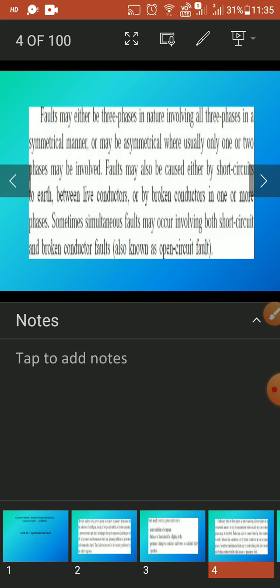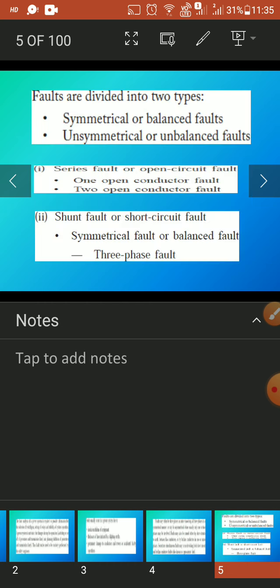So faults may also be caused either by short circuits to earth between live conductors or by broken conductors in one or more phases. Sometimes simultaneous faults may occur involving both short circuit and broken conductor faults, also known as open circuit fault. So faults are divided into two types: symmetrical or balanced fault, and unsymmetrical or unbalanced fault.